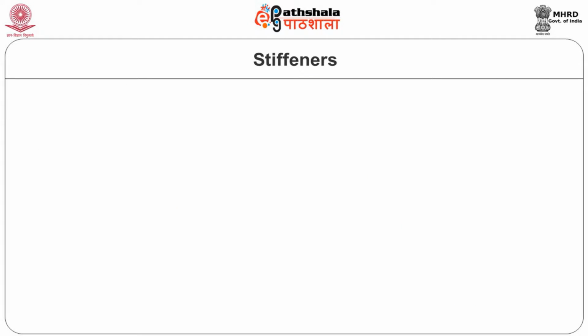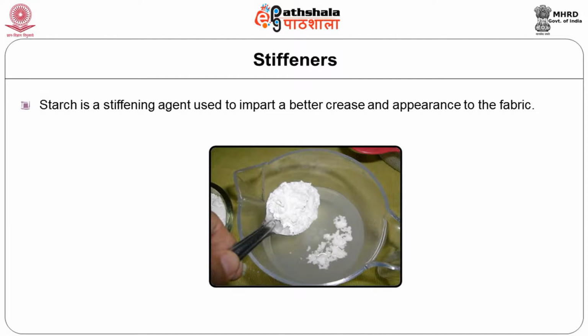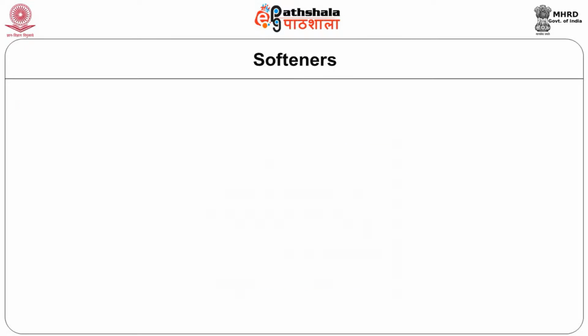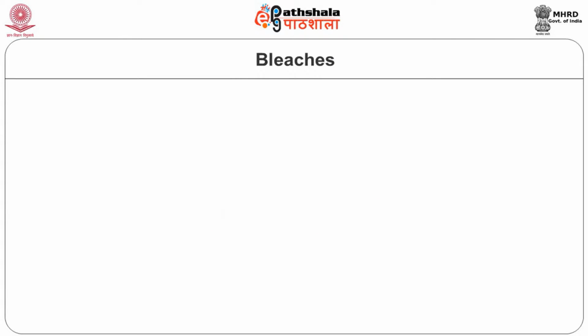Do you know what stiffness is? Normally stiffening agents are used while washing a fabric. Yes, starch is a stiffening agent used to impart a better finish and appearance to the fabric. The fabric softener is also named a fabric conditioner. This has surface active agents like detergents, based on cationic surface active agents carrying a positive charge, and creates anti-static properties. The important laundry agents used in the washing cycle are the bleaches.